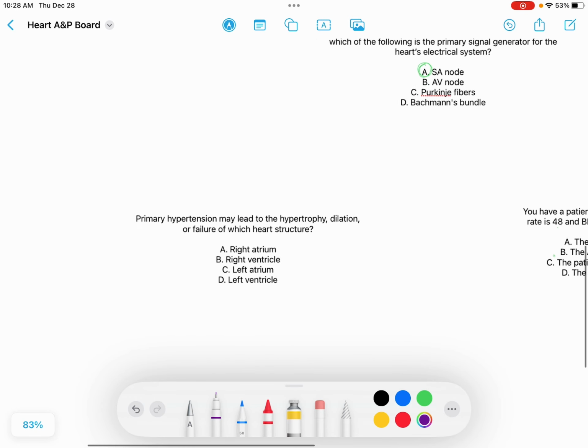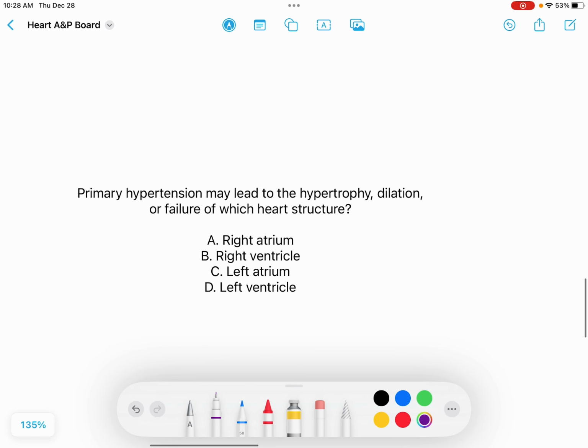Next question. Primary hypertension may lead to the hypertrophy, dilation, or failure of which heart structure? To be more specific here, one of these structures is going to be most affected by the effects of hypertension as we see it in older adults, let's say. Is it A, the right atrium, B, the right ventricle, C, the left atrium, or D, the left ventricle?